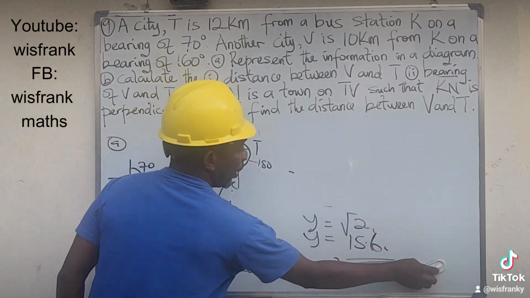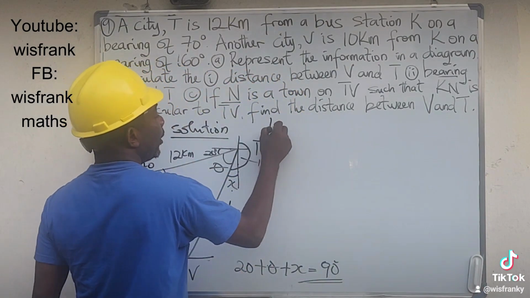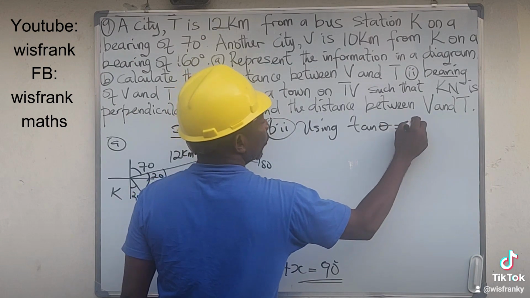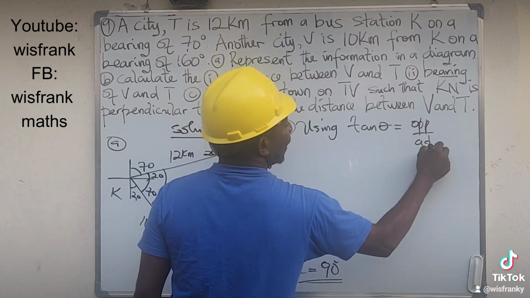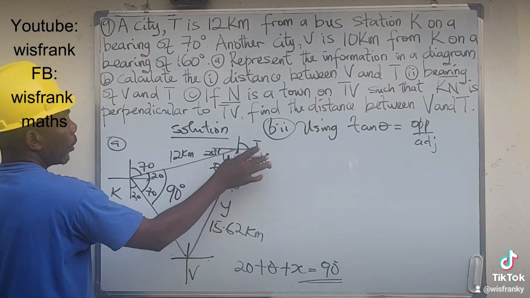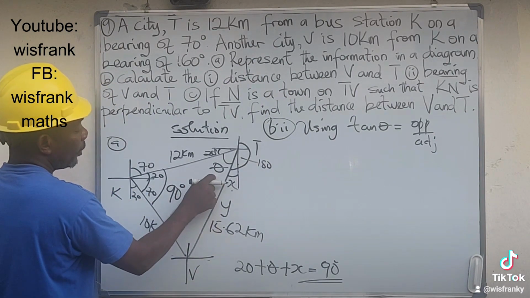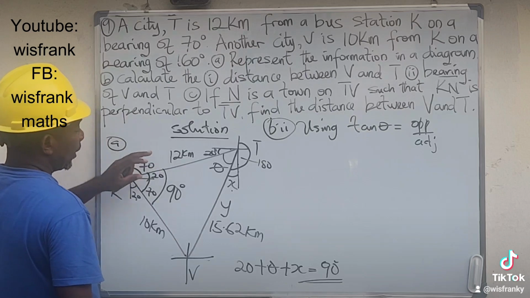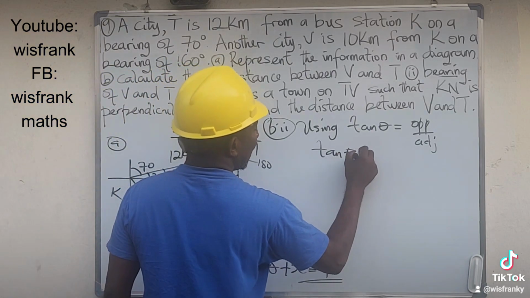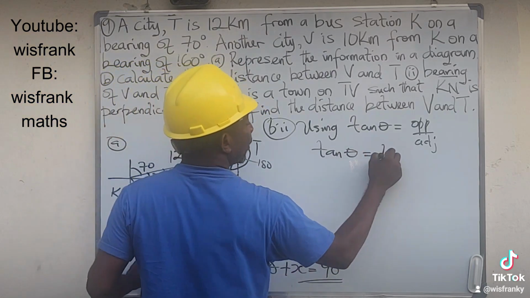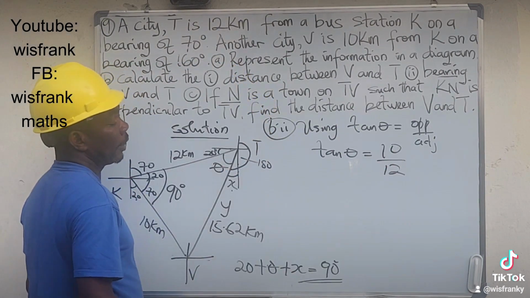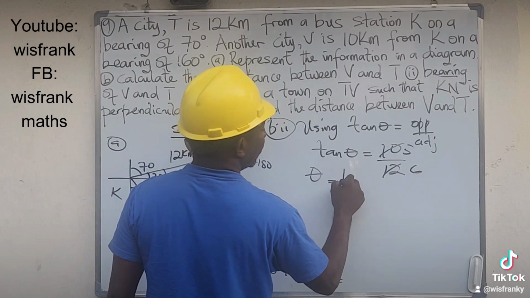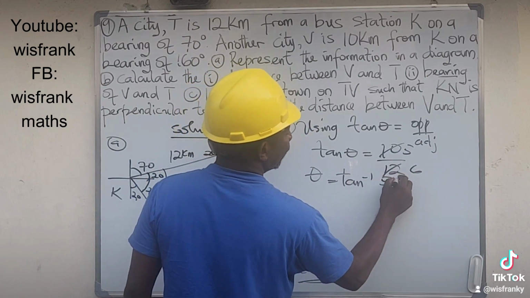Then for part B(ii), we say, using tan theta equals opposite over adjacent. So that is what we are going to use. Now, tan theta equals the opposite over the adjacent, which is 10 over 12. The 2 will cancel here, so we have 5 over 6. So we have theta equals tan inverse of 5 over 6.